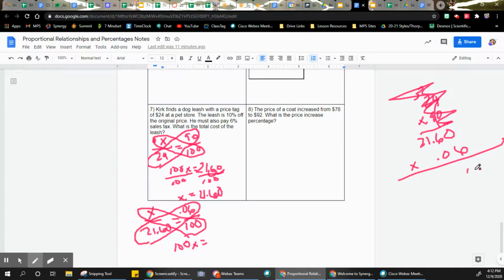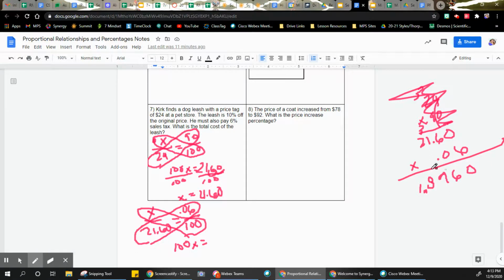6 times 0 is 0. 6 times 6 is 36. Carry the 3. 6 times 1 is 6 plus 3 is 9. 6 times 3 is 18. I have 4 decimals, so I have to put 4 decimals in here. So that's 1, 2, 3, 4.